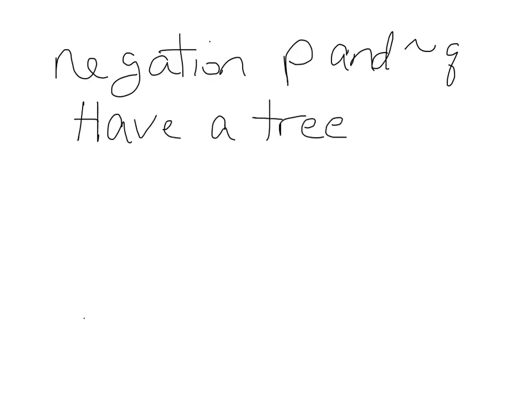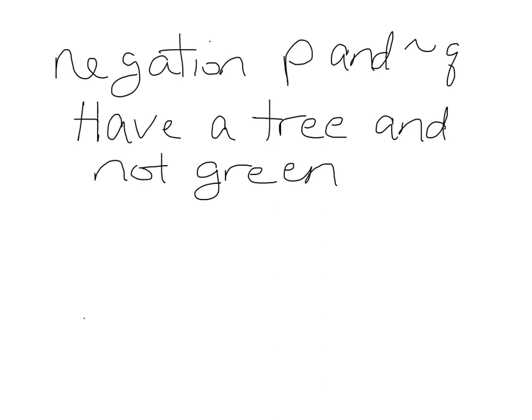Have a tree and not green. That is the negation. So if you can find a tree that is not green, you would prove the original statement false. So this is the counterexample. CE, the counterexample. If you can find that, then you would prove the original statement false.